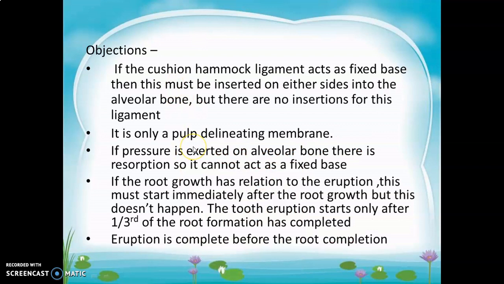But the objections for this theory are, if the cushion hammock ligament acts as a fixed base, this must be inserted on either side of the alveolar bone. But there are no such insertions for this ligament. And later it was found only a pulp delineating structure. If the pressure is exerted on the alveolar bone, there is resorption, so it cannot act as a fixed base. And if the root growth has relation to the eruption, this must start immediately after the onset of root growth, but it doesn't happen. Tooth eruption starts only when 1/3 of root is formed, and eruption is complete before the root completion itself.